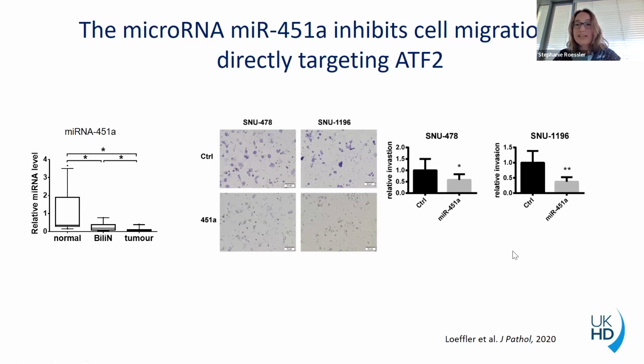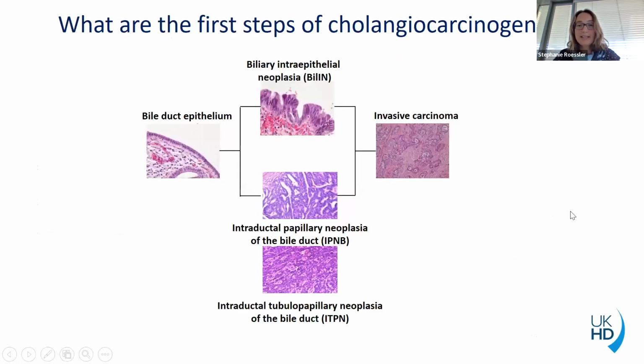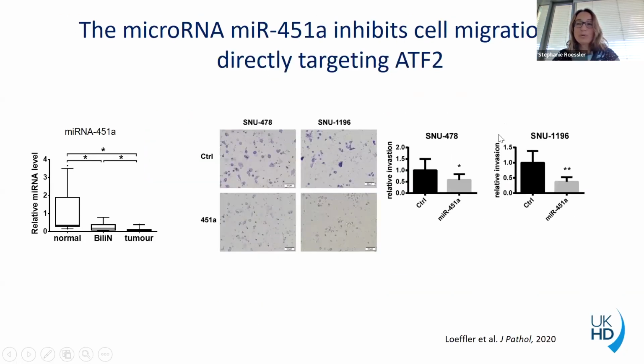So by overexpressing MIR451A, ATF2 was decreased, and then migration was also decreased. So yeah, with this we could confirm some molecular mechanisms driven by microRNA expression, and that there is a transition between normal bile duct epithelium via BilIN to the invasive carcinoma.